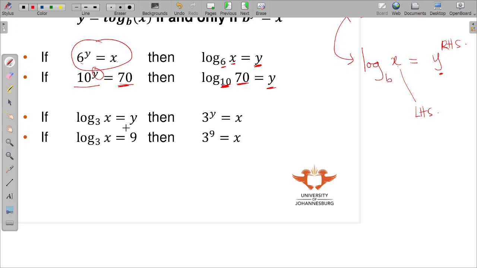The same thing applies here. When we have log x to base 3 equals y and want to change it into an exponential function, this is the base, and the right hand side, y, will become the power or the exponent. Please take note of that. All right, so there is a need to interchange between log and exponential functions when you are solving some problems.